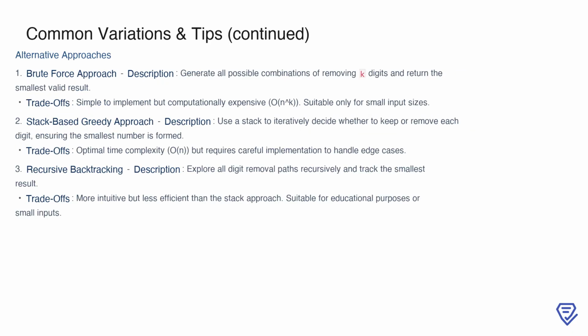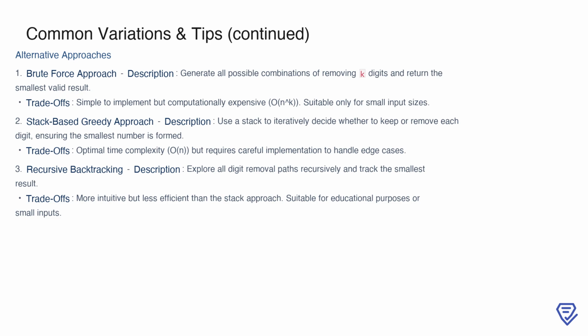Finally, let's look at some alternative approaches to solving this problem. The brute force method involves generating all possible combinations of removing k digits and finding the smallest valid result. While this approach is conceptually simple, it is computationally expensive with a time complexity of O(n) to the power of k, making it suitable only for small input sizes.